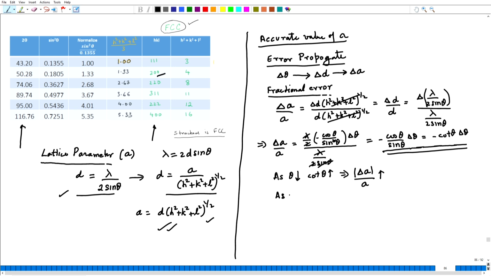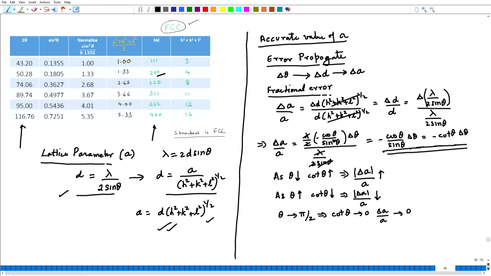and it is the reverse. As theta increases, the magnitude of cot theta decreases, which implies that the absolute value of the error in lattice parameter will go down, and clearly as theta tends to pi by 2, cot theta tends to 0, and delta A upon A would also tend to 0.